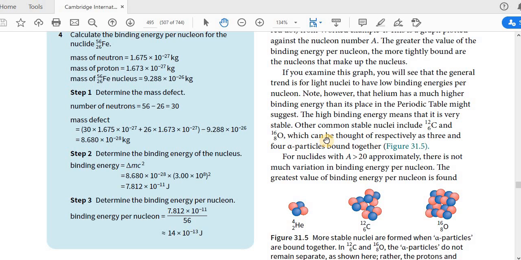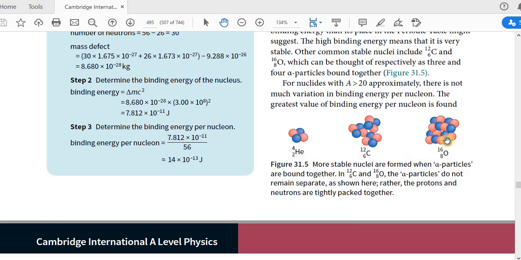Then if you put 3 helium nuclei together, you get carbon 12, right? Similarly, if you take 4 of them and put them together, you get this oxygen. That's what they're saying. Okay, so we went through this part. More stable nuclei are formed when alpha particles are bound together. Now here remember this point, carbon 12, oxygen 16.